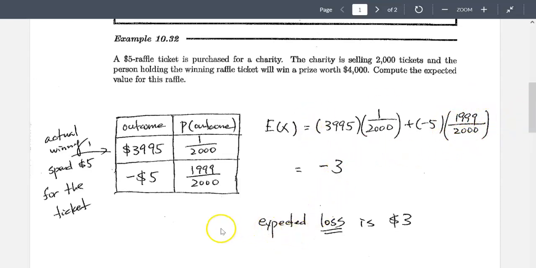That means for every $5 ticket you buy, you expect to lose $3 out of the five, value wise, on average. You might say, how can you lose $3? You don't. You either lose $5 or you don't lose, right? But we're saying in the long run, if you do this raffle, say, a million times, then the average of these times you will win. So on average, you will be losing $3.